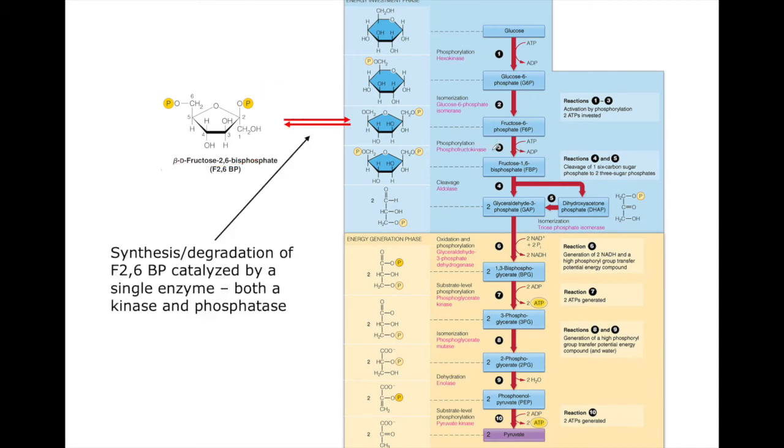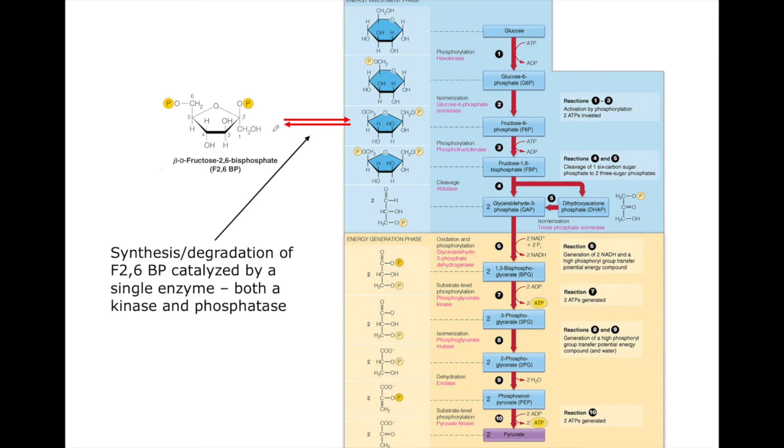Now, since this is such a key molecule, what is the enzyme that produces it or breaks it down? So we need to talk about the enzyme that is responsible for producing fructose 2,6-bisphosphate and also the enzyme that is responsible for breaking it down. And it turns out it's the same enzyme. It's a very unique enzyme. The synthesis and degradation of this key molecule are catalyzed by a single enzyme.